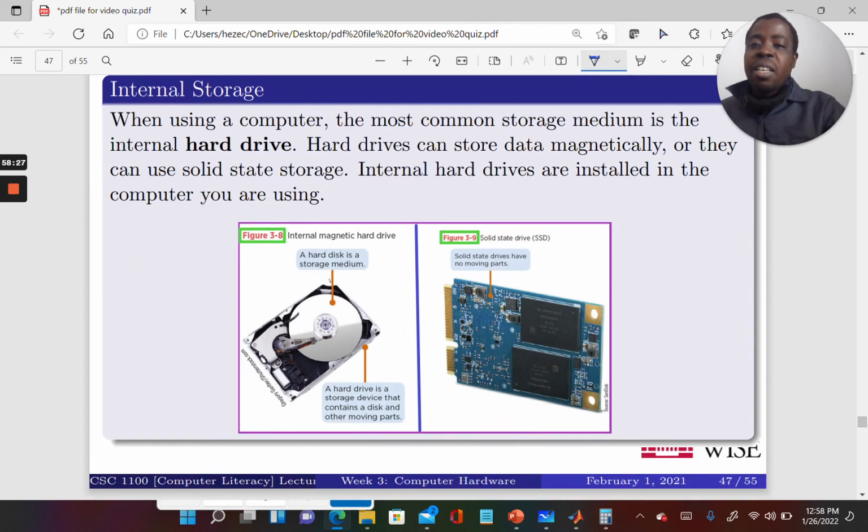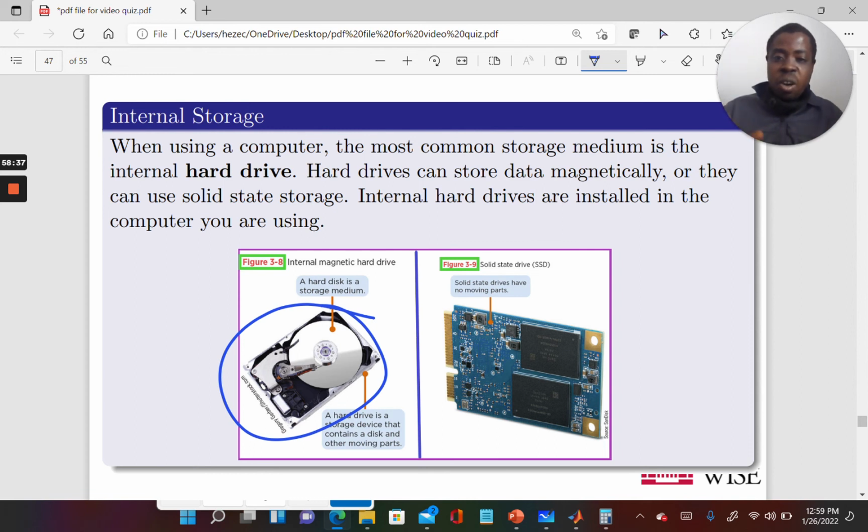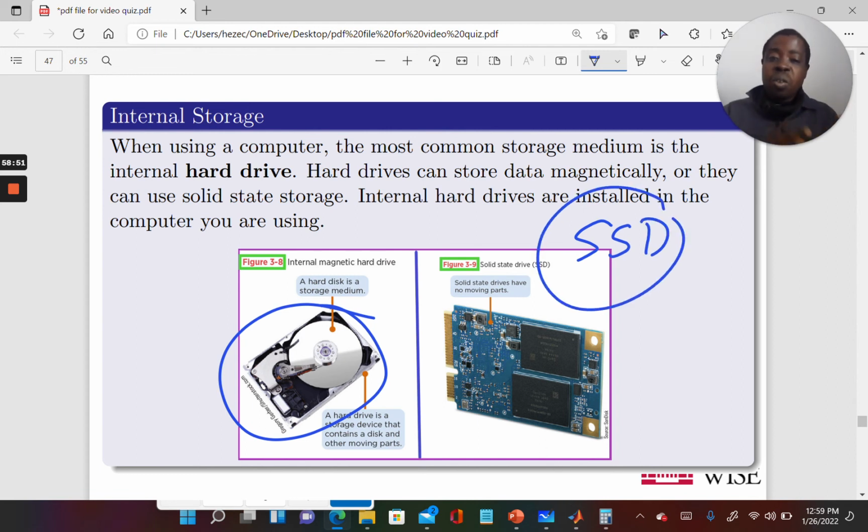We've seen internal storage. When using a computer, the most common storage medium is the internal hard drive. I showed you a hard drive today, which consists of a magnetic disk, and it can move. We also talked about SSD, solid state device, which most of your mobile electronic devices use. Your laptop and iPads use SSD, but your desktop PC uses a magnetic storage medium, which is fine. Both of them store something.